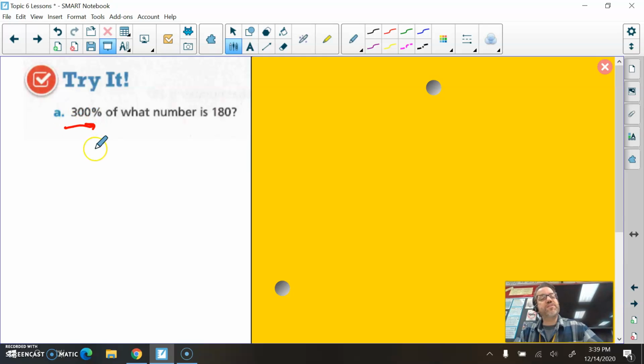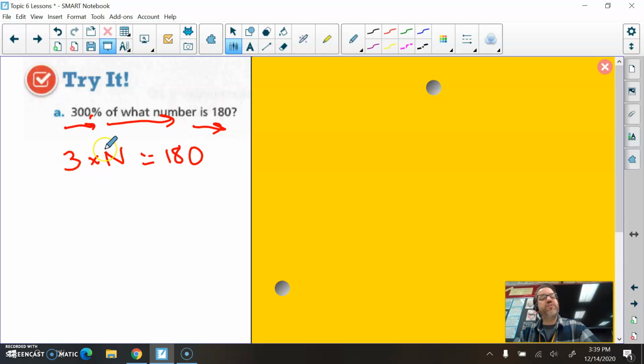300% as a decimal would just be 3. Again, our decimal point's not shown, so it must be at the end of the number. And if you move 2 spaces left, you get 3.00 or 3. Of some number times some number. I wouldn't have to show the times sign. I could just put 3n. Is 180 equals 180.